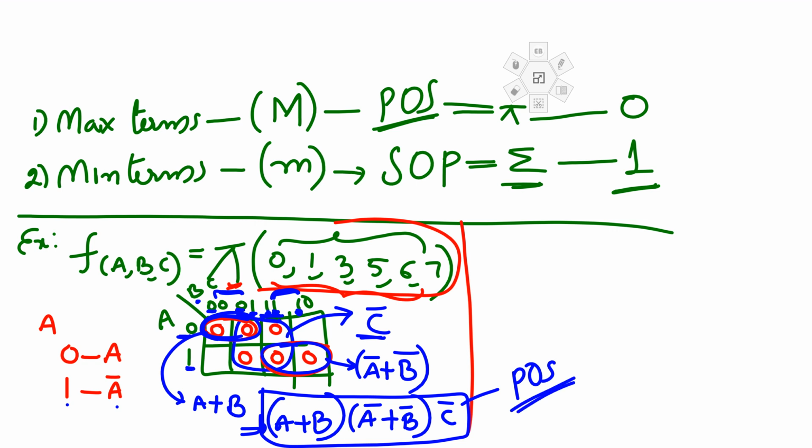So what is the basic difference? In product of sums we write plus inside, and between them we give the brackets. That's why this is called the product. These are products of sums: A plus B is one sum, A bar plus B bar is one sum, and C bar is there. So we are taking the product of all these sums. That's why it is called the product of sums.